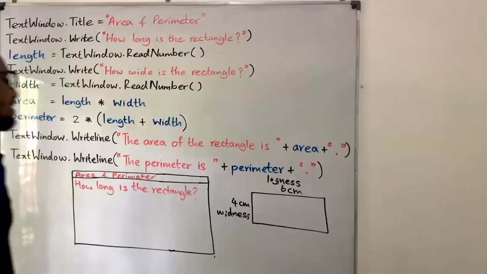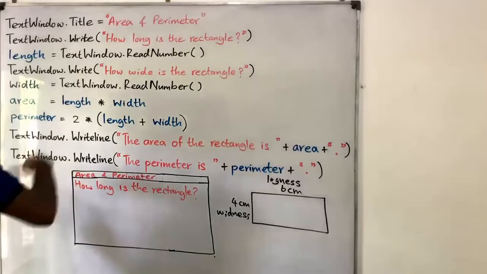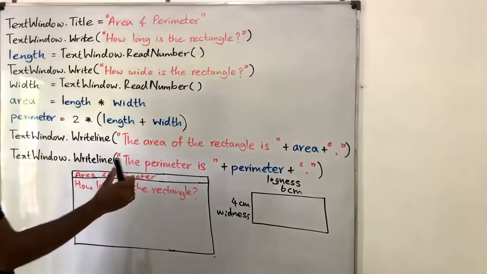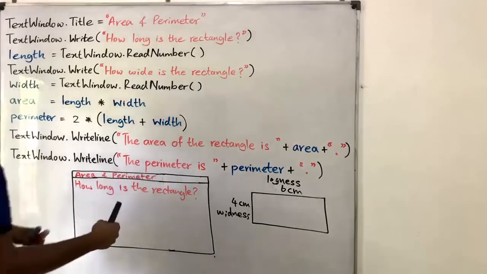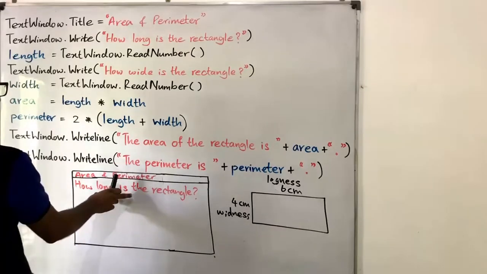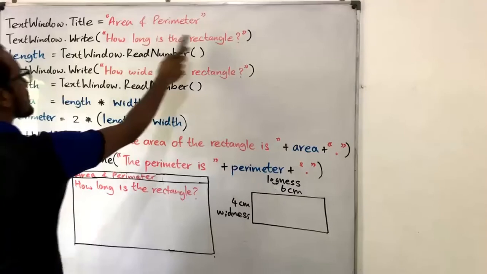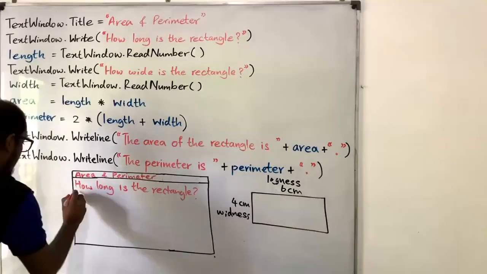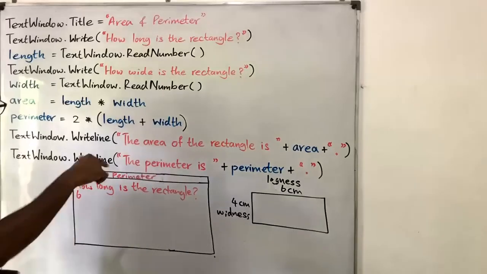Okay. So now the program asks the user. In front of the computer, the person using the computer, the program is asking how long is the rectangle. So what should we type? We should type 6 and press the enter button.